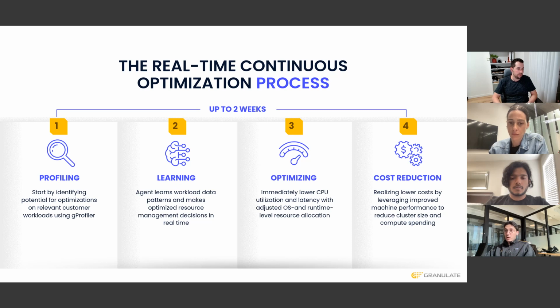Granulate has developed our own open source profiler. It's called the G Profiler that you can access anytime. And deploying the G Profiler will allow for mainly two things. Before POCing Granulate, you will have the ability to see what your code is actually spending time on and optimize your own code, something that Granulate will not be able to optimize.